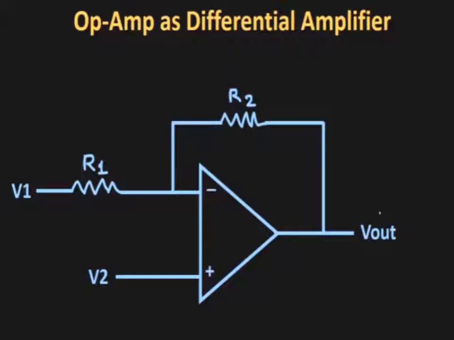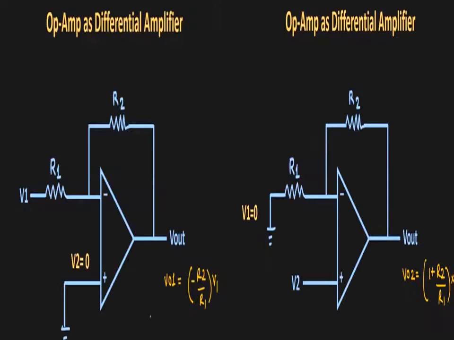So I am giving in this slide the closed loop for this, and we are verifying the output of this one. You can see here I have taken two figures. Why I have taken like this: in the first figure I am giving the input to the inverting terminal, and the non-inverting terminal is grounded. In the second figure I am giving the input to the non-inverting terminal, and the inverting terminal I have grounded.